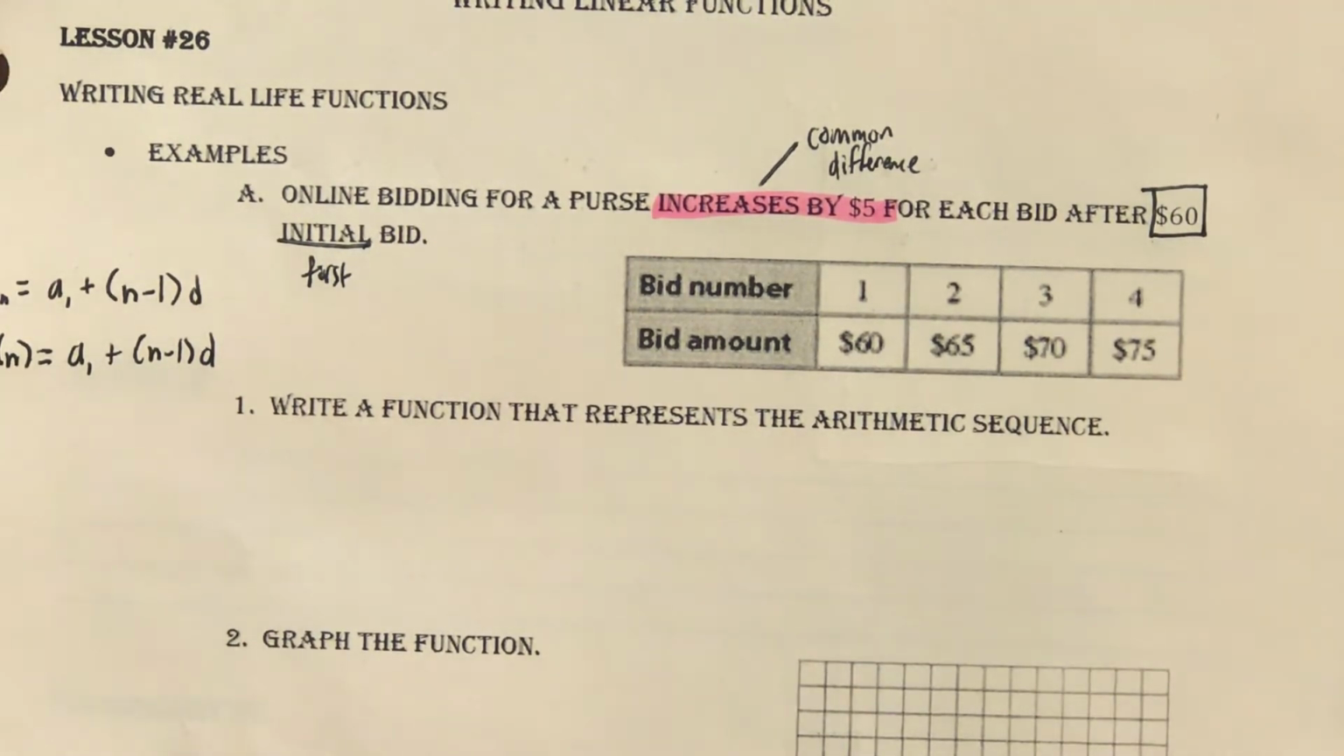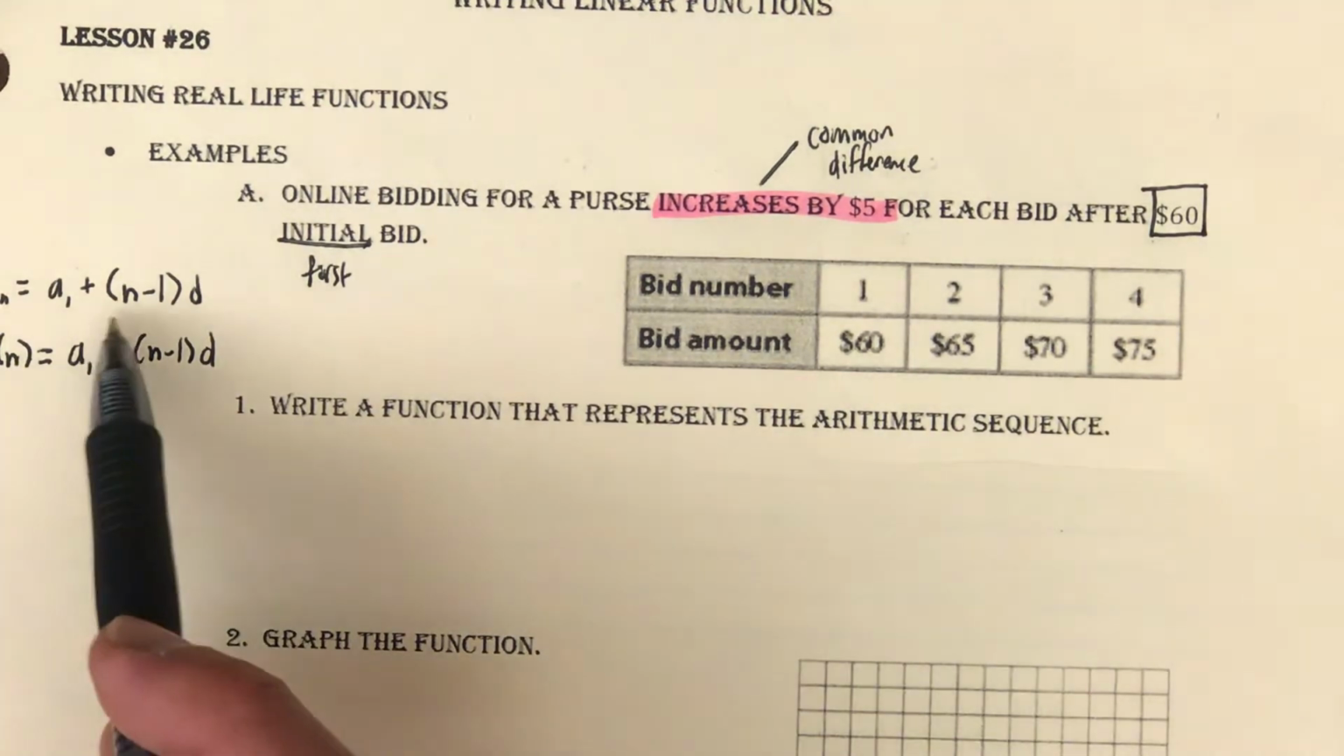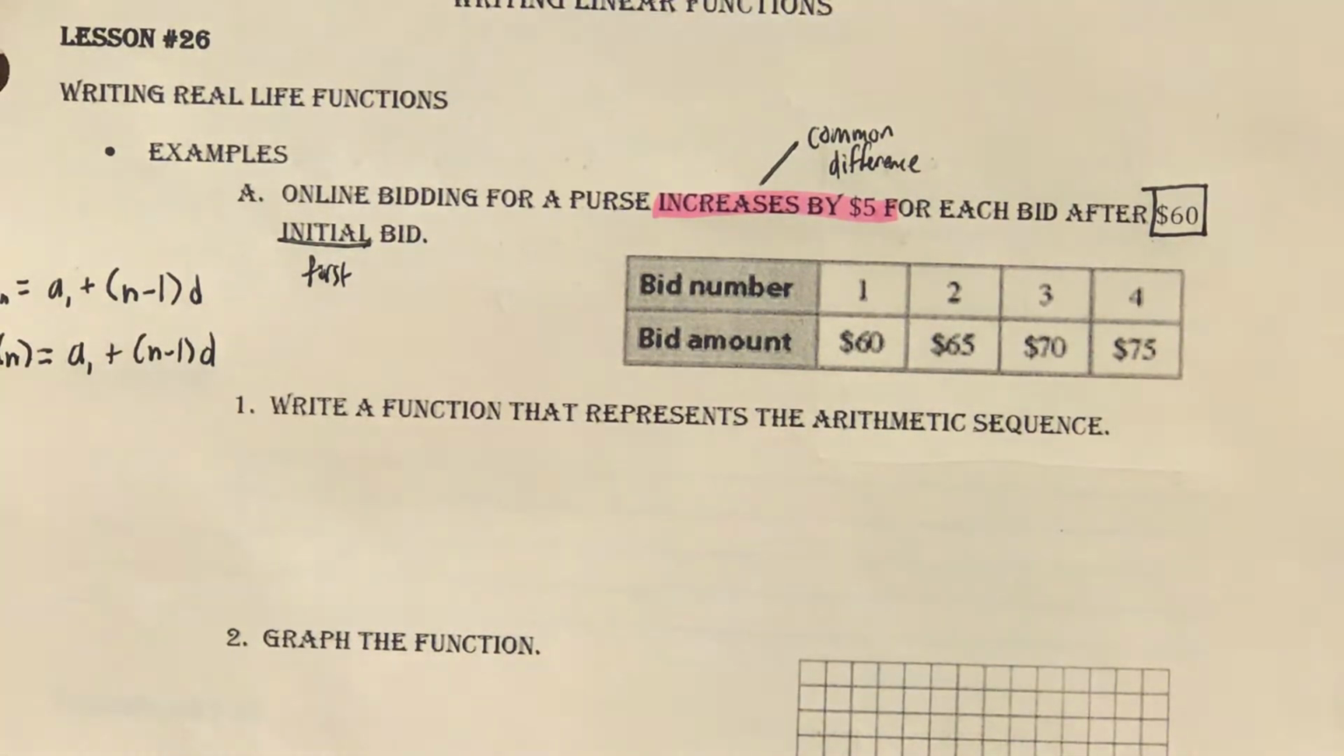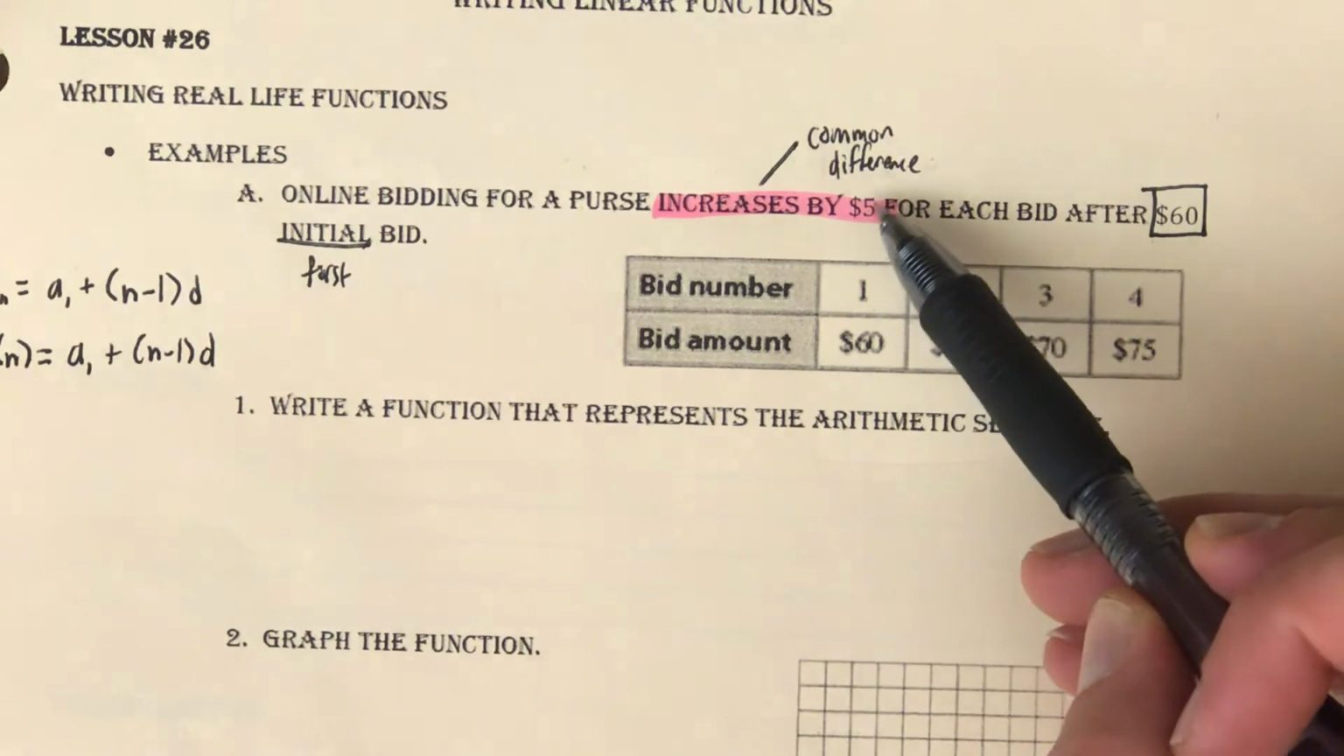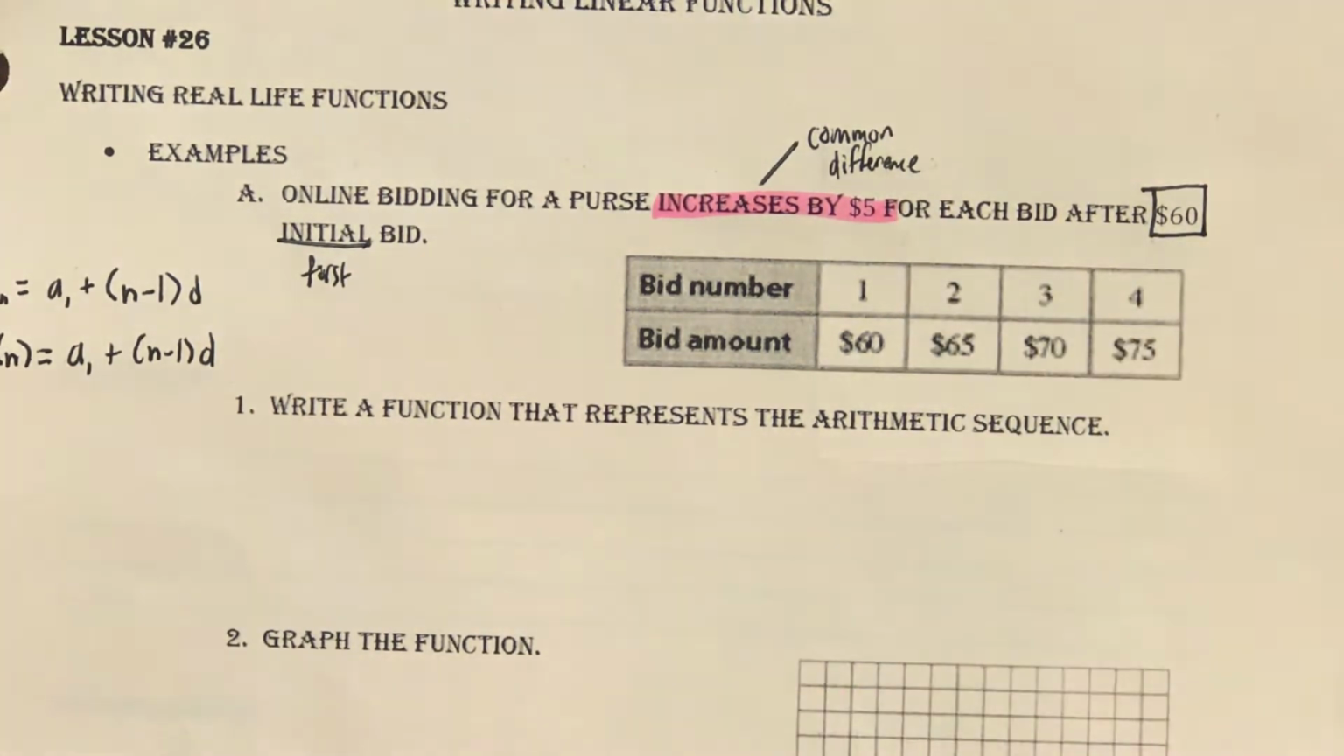So when they ask us to write a function, instead of using this first thing like we did when we were writing an equation, we're just going to use the second one, right? So when I go to write the equation of this, I need to know 2 things. The first number in the arithmetic sequence, and then I also need to know the common difference. Well, I already know those. They gave me that information. They said that the common difference was adding 5 and the first term was $60. So I'm going to put that information in.